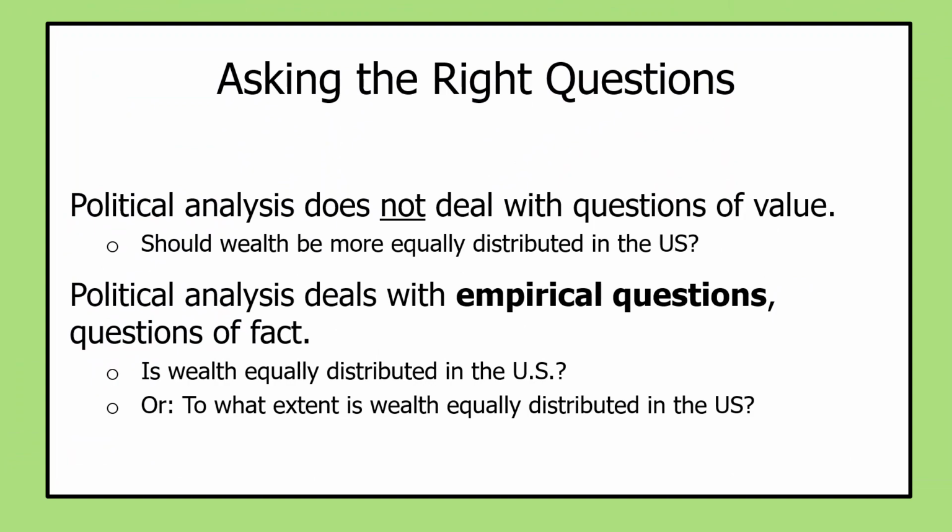We can, however, answer questions of fact. Is wealth equally distributed in the U.S.? Or I guess more generally, to what extent is wealth equally distributed in the U.S.? There's a venerable measure of equality called the Gini Index, which you can use to measure the distribution of, I guess, any resource really, but it's often used to measure the distribution of wealth or income. So you can place the U.S. in perspective with other countries, and then we could push the question farther and ask, why is it that wealth is inequitably distributed in some countries and more equitably distributed in others?